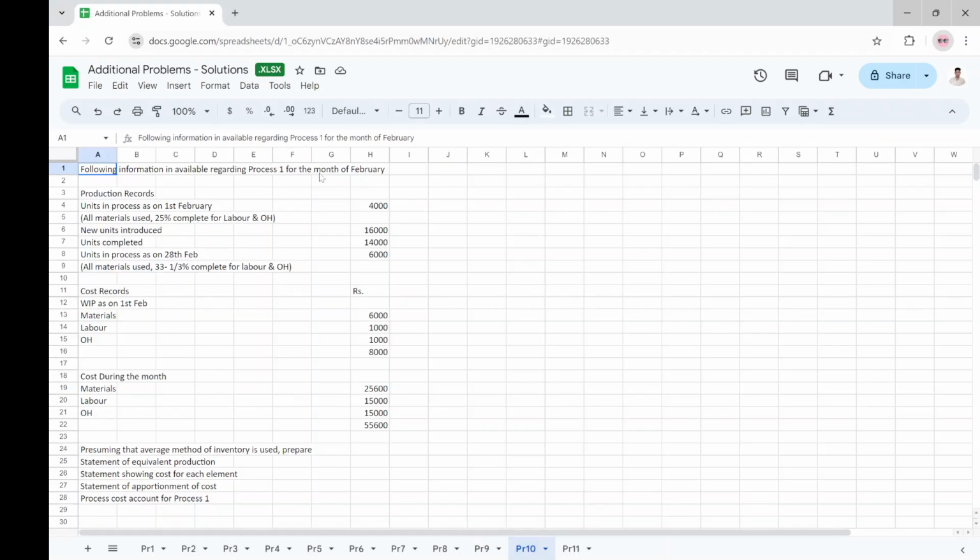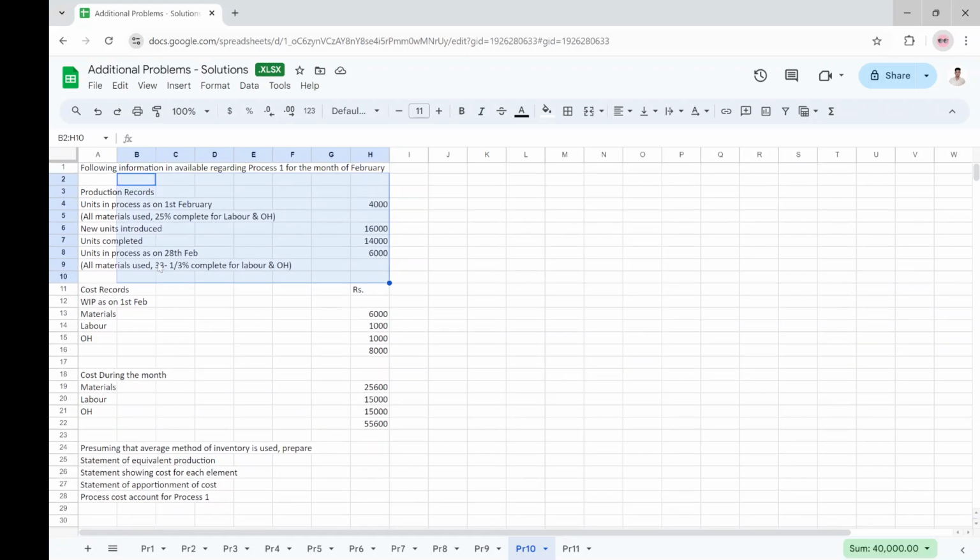Following information is available during process one of the month of February. Production records. I'm seeing this first time by the way, so bear with me. Production records: 4,000 units in opening, new units introduced is 16,000, units completed 14,000. Units in process as on 28th February 6,000. All material used, and one third, 33%, complete for labor and overhead.